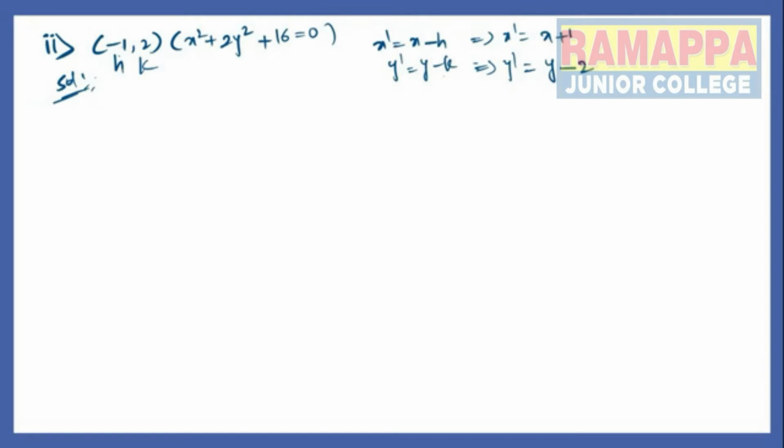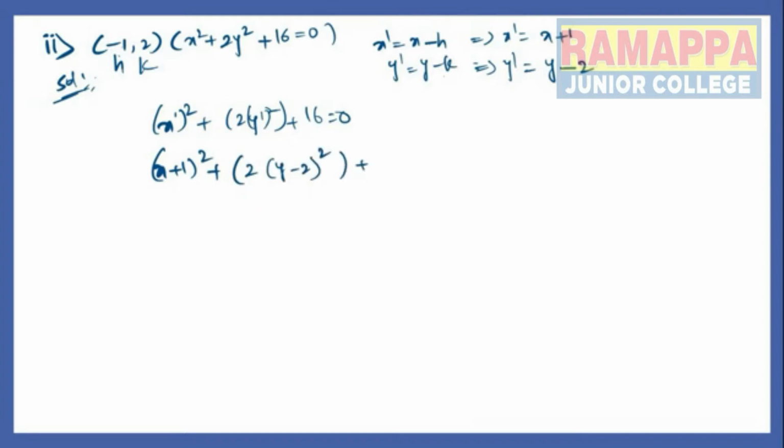So we have to put these in x dash whole square plus 2 y dash whole square plus 16 is equal to 0. Here x dash is x plus 1 whole square, plus 2 into y dash, which is y minus 2 whole square, plus 16 is equal to 0. So it is x square plus 2x plus 1, plus 2 into y square minus 4y plus 4, plus 16 is equal to 0.